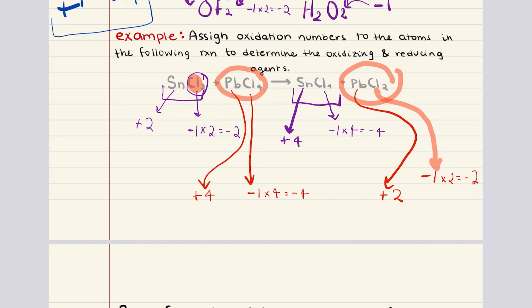And so at the end of this, to answer this problem, we want to assign our oxidizing and reducing agents. Tin is our reducing agent. Lead is our oxidizing agent. And with that, we have completed this example problem.